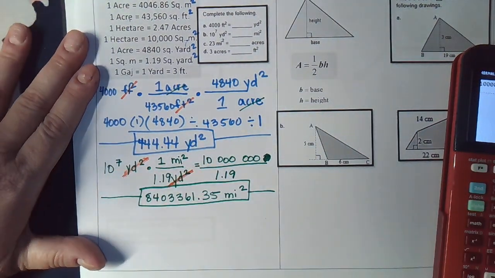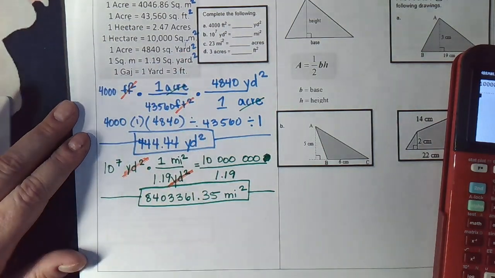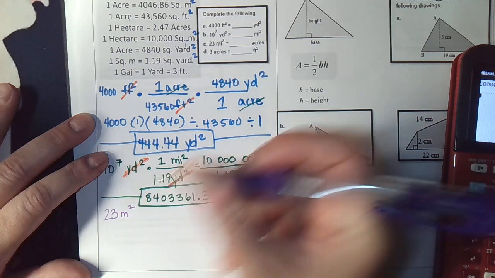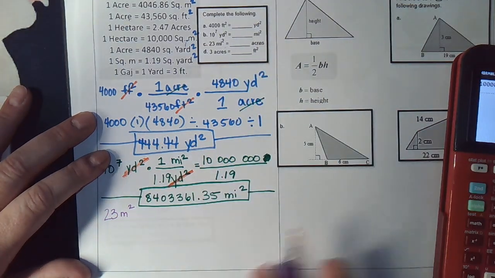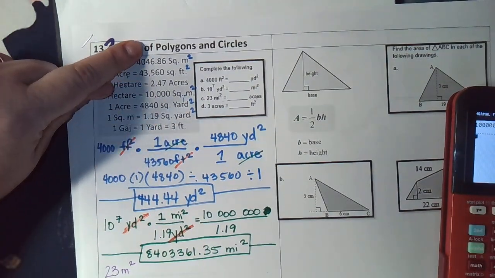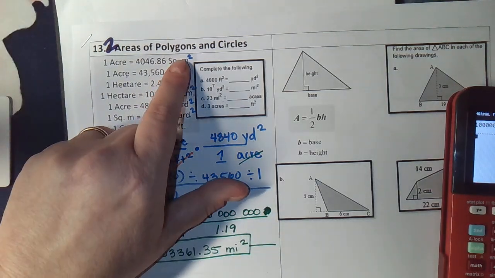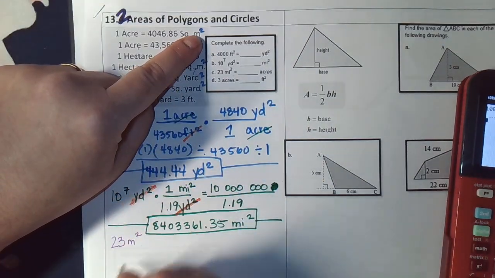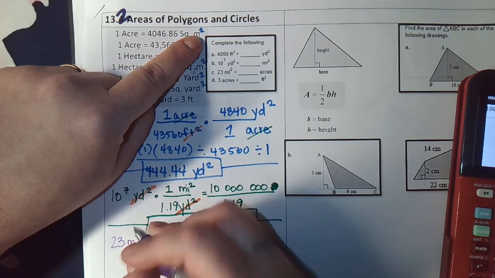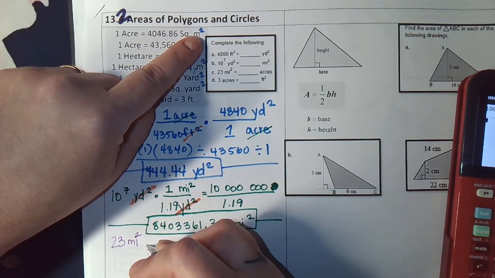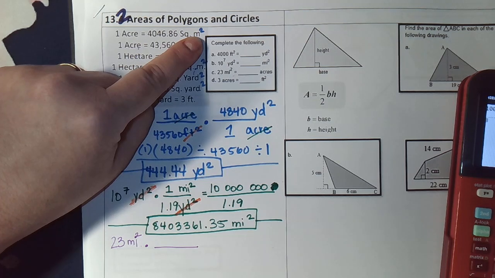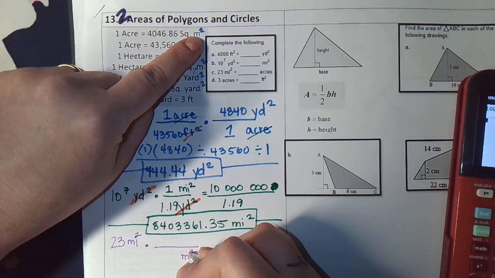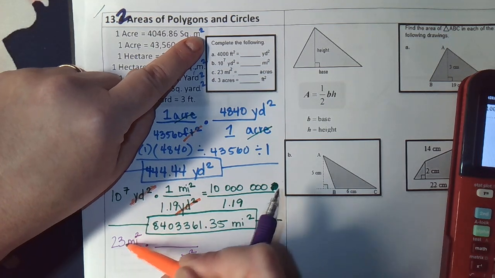Okay, let's look at part C. Part C says 23 square miles, and we have to go to acres. So let's see if there's anything here that says square miles to acres. Oh, it's this very first guy, square miles. Okay, so we're going to multiply by a fraction with the square miles underneath so that it will cancel.